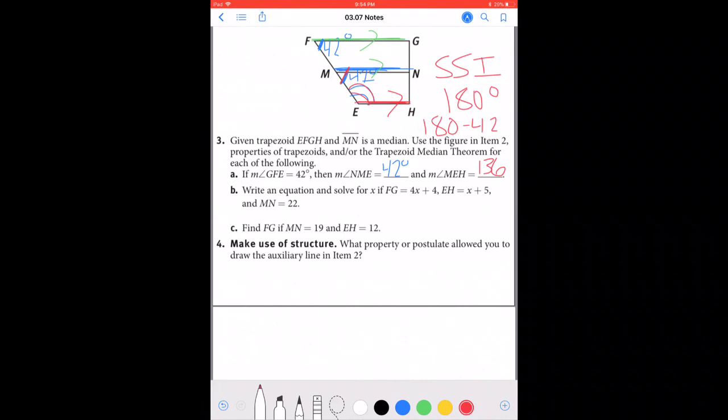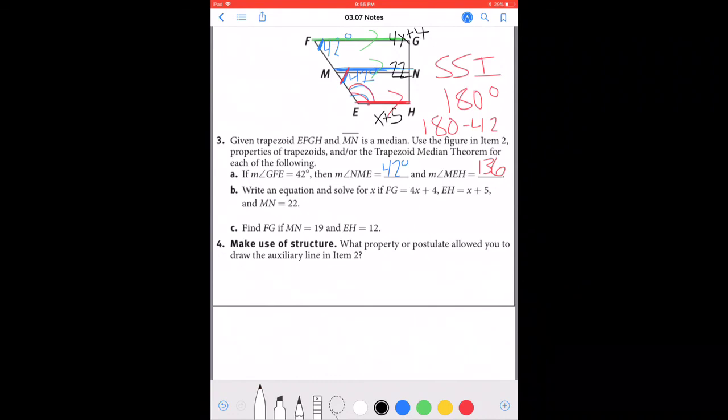B asks us to write an equation and solve for x if FG is equal to 4x plus 4 and EH is equal to x plus 5 and MN is equal to 22. So if we do that real quick, FG, which is the base on the top, is 4x plus 4. EH, which is the base on the bottom, is x plus 5. And MN, which is the median, was 22.